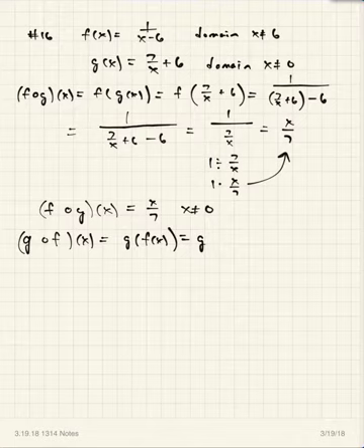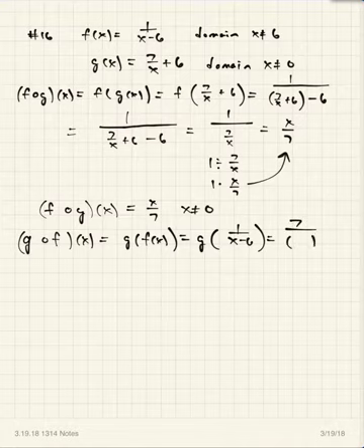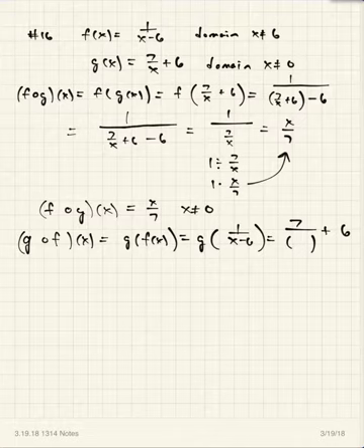And so this would be G of 1 over x minus 6, right? In place of the f, we put 1 over x minus 6. And now this says go to the g function. In every place I see an x, I put this set of parentheses. So here's my g function, 7 over x plus 6. But in place of the x, I put an open set of parentheses. And then inside the parentheses, in place of the x, I put 1 over x minus 6, like that.